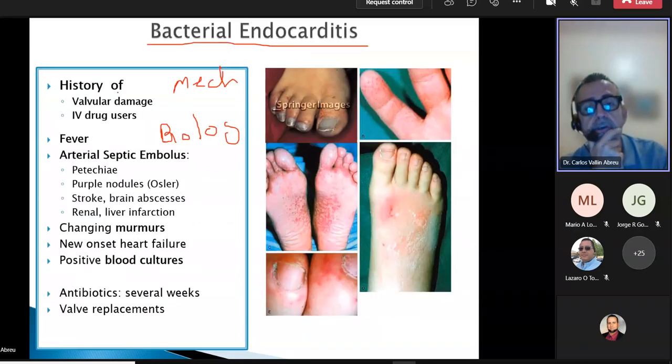Professor, I have a question. Sure. Which one has a higher risk of infection? Is there any difference in the risk of infection? You mean in the replacement valve? Yes. Is there a higher risk of infection on the biological or the mechanical? It is not reported as an important difference.